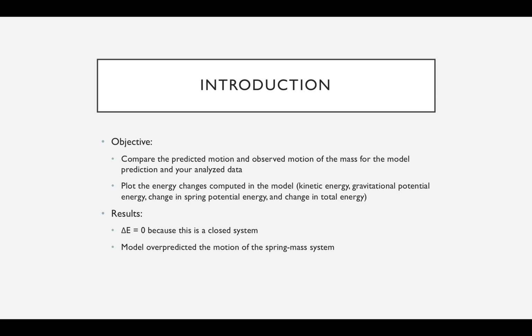The purpose of this lab was to compare the motion of the predicted model and observed motion of a spring mass system moving in the x and y direction. Then we had to plot the energy changes computed in the model, including the kinetic energy, gravitational potential energy, change in spring potential energy, and change in total kinetic energy. The results of this lab found that the change in energy was zero because this is a closed system, and the model overpredicted the motion of the spring mass system as compared to the observational data.